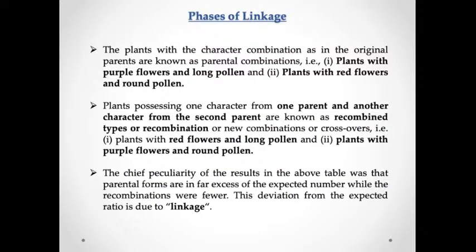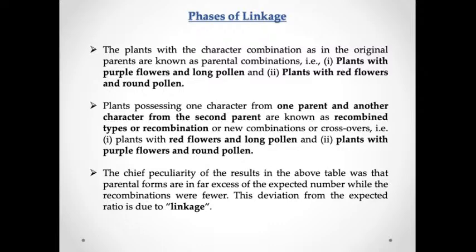So plants with the character combination as in the original parents are known as parental combinations: plants with purple flower and long pollen, and plants with red flower and round pollen. Once crossing over is done, one character from one parent and another character from the second parent are known as recombinant types, or new combinations from crossing over. So plants with red flower and long pollen, and plants with purple flower and round pollen. So there is crossing over, a new combination happening, and this is where linkage is at work.